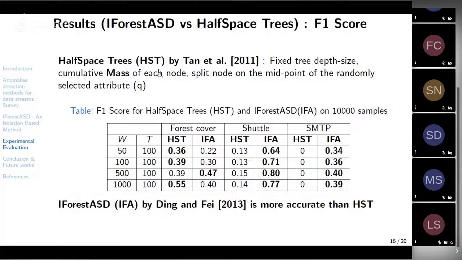Half-space trees is an isolation-based method, but it is different from eForest because it has a fixed depth size and it accumulates mass on every node in every tree. Even its way to split nodes is different. According to the F1 score from our experimentation, eForest ASD is more accurate than half-space trees. And as we can see here, eForest performs well with a relatively small size, but half-space trees perform well with a relatively big size. This is because eForest depends on the dataset, which is imbalanced. So when the sample size is large, the abnormal data are not really representative, but half-space trees is not dependent on the dataset.